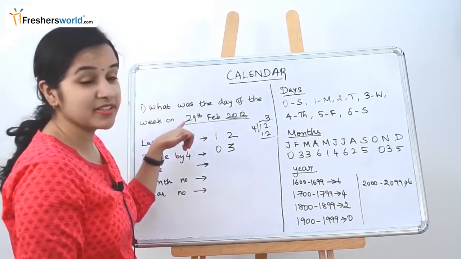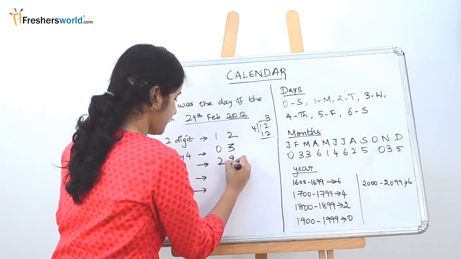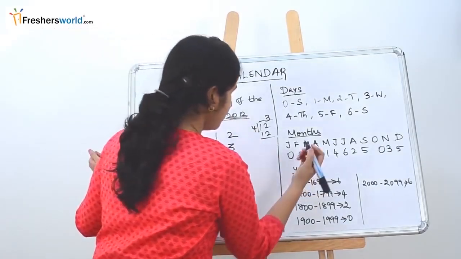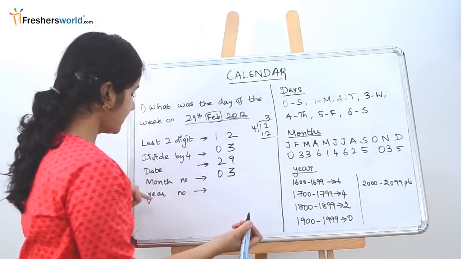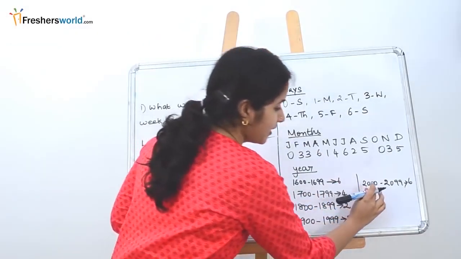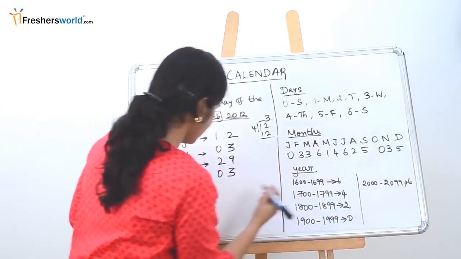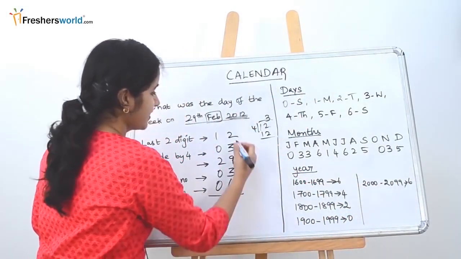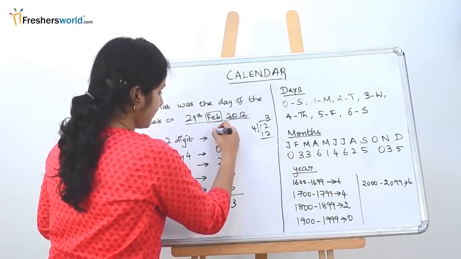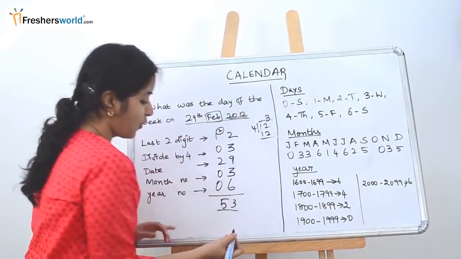Next is the date. What is the date that they have given? 29. Next is the month number. February corresponds to 3, so we put 3 here. Next is the year number, which is 2012. 2012 falls in the bucket of 2000 to 2099, which is nothing but 6. Now add all these. 3 plus 2, 5, 14, 17, 23, 5, 53.